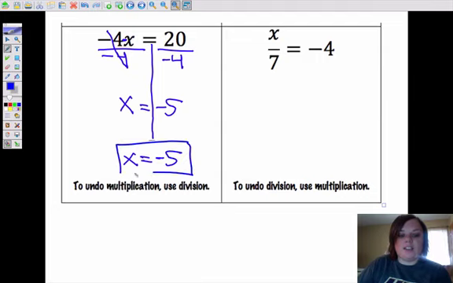Again, I can check that. Negative 4 times negative 5 would give me a positive 20.